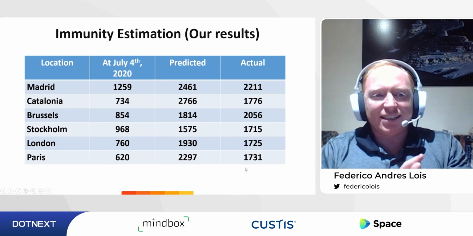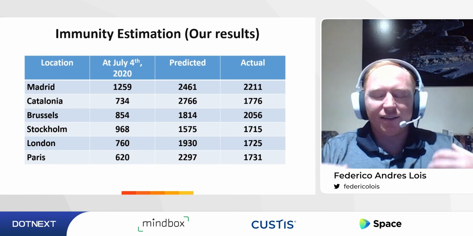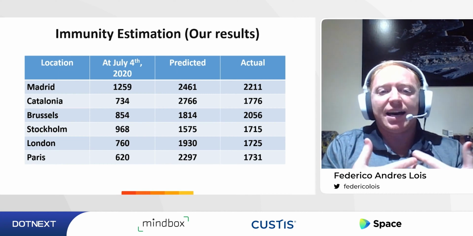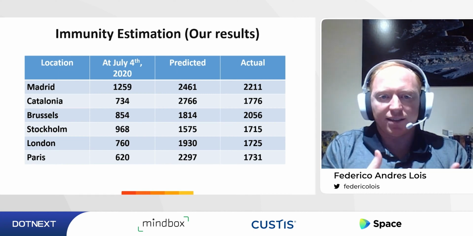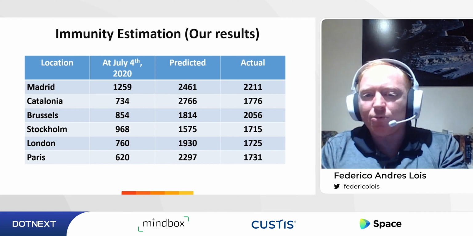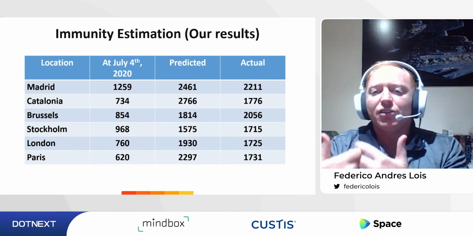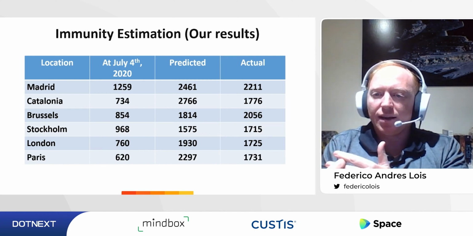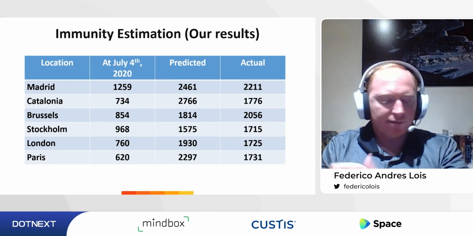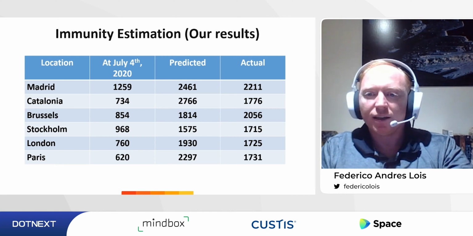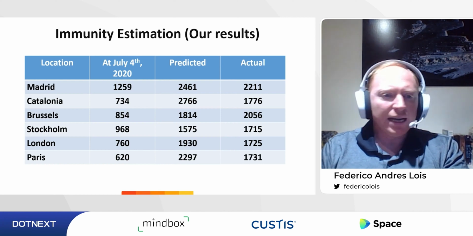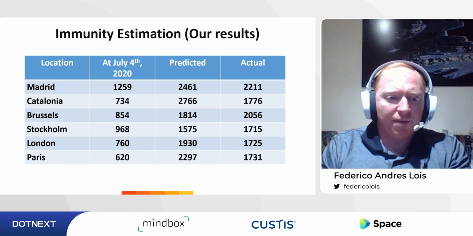And if you look at it in deaths per million, we made our estimation when Madrid had 1,260 deaths per million. We predicted 2,461. And the actual figure at the end of the second wave, as of 2 days ago, is 2,211. You can say the same thing for Paris.